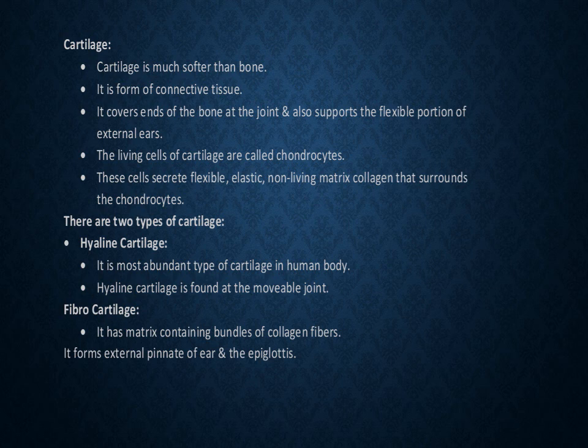There are two types of cartilage. Hyaline cartilage is the most abundant type of cartilage in the human body. Hyaline cartilage is found at the movable joints. Fibrocartilage has a matrix containing bundles of collagen fibers. It forms the external pinnae of the ear and the epiglottis.